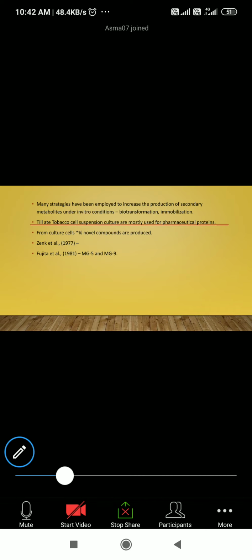Till now, it has been observed that we have 85 novel compounds, out of which we have 23 alkaloids, 30 quinones, and 11 phenol compounds. So all the 85 novel compounds are produced from 30 different plant cell culture systems. Means we are taking 30 plant cell lines, and out of these 30 cell lines we are able to produce 85 novel compounds.